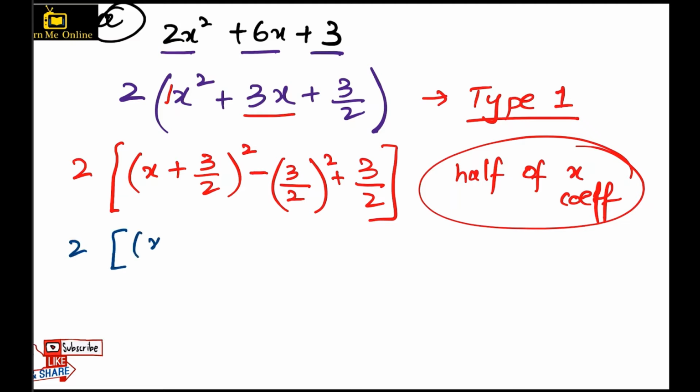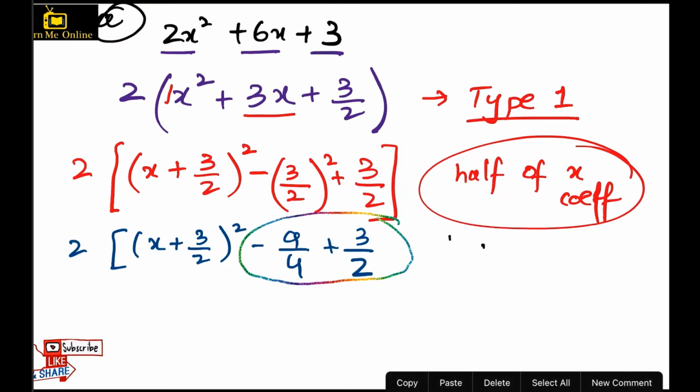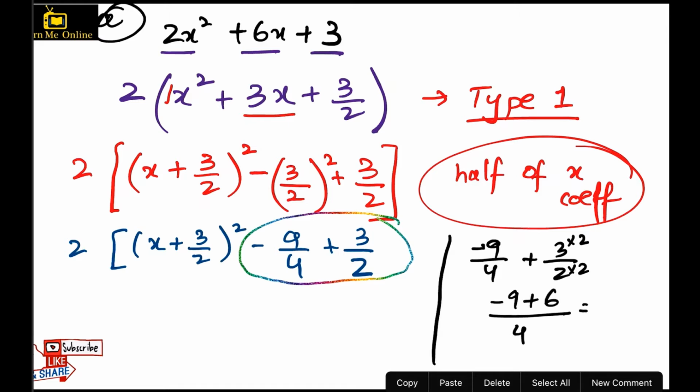Now, the 2 remains outside, and we do the simplification inside the bracket. So, x plus 3 over 2 whole squared, minus, when you expand it out, 9 over 4, plus 3 over 2. Now we simplify these two fractions, minus 9 over 4 plus 3 over 2. I'm going to write this down on the side. We make the denominators the same, with 4 as the common denominator, so minus 9 plus 6. Minus 9 plus 6 is minus 3 over 4. So the simplification of these two fractions is a single fraction, minus 3 over 4. We close the bracket here.